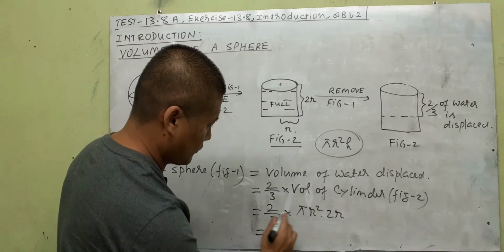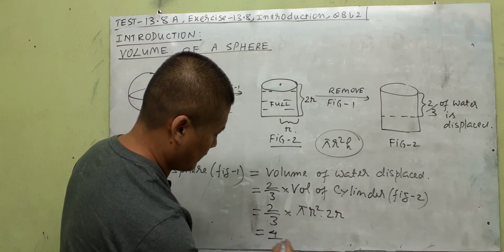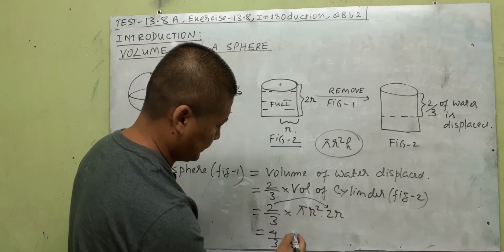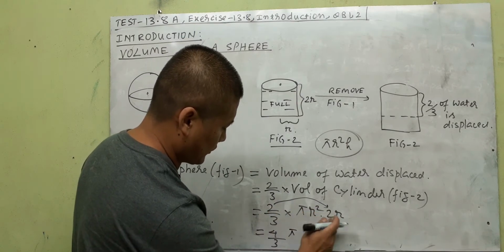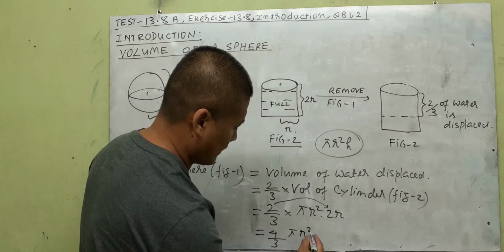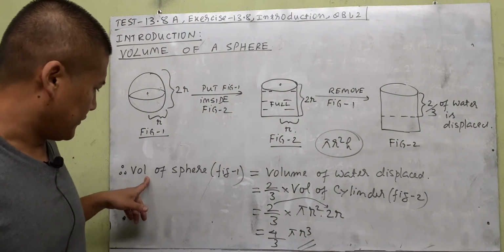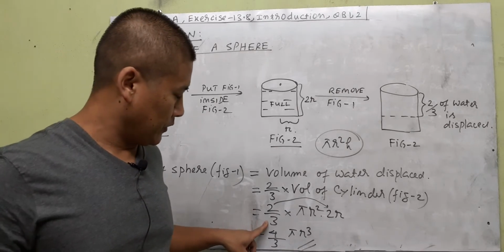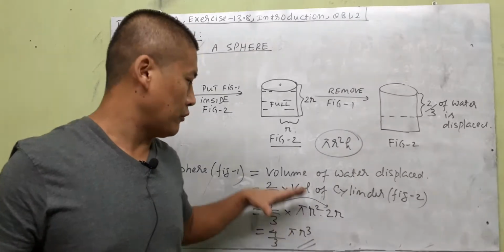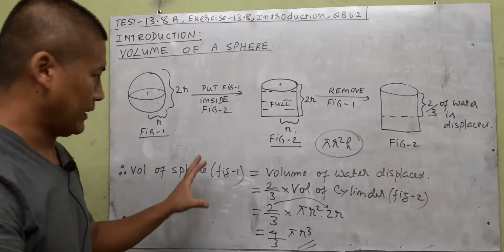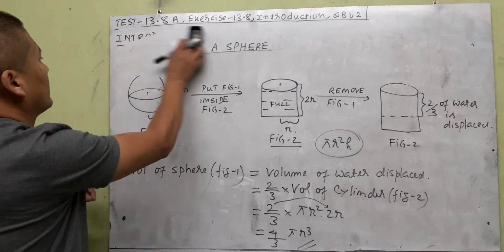So we're going to get 2 2s are 4/3. Then pi r square into r is r cube. So today we learned that the volume of a sphere formula we're going to use is 4 by 3 pi r cube. How we got it? We've seen through this activity. Okay, write it down and then let us go and start the exercise.